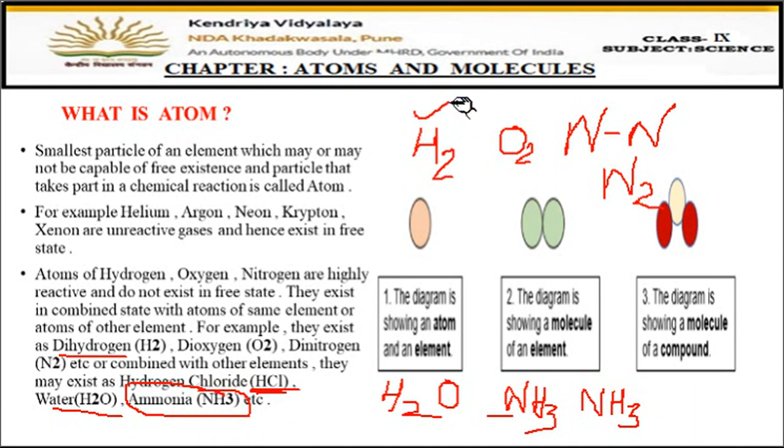Okay, this is the hydrogen gas formula. This is the oxygen gas formula. This is the nitrogen gas formula. This is the formula for water. This is the formula for ammonia. Okay, ammonia is a poisonous gas.